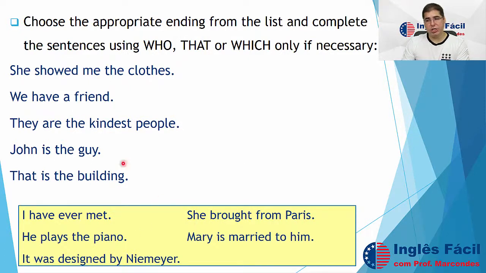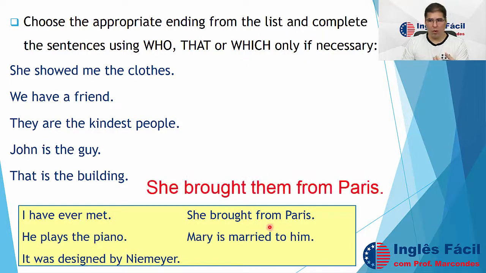Okay, yes. She showed me the clothes she brought from Paris. Yes, it's possible, right? Here, I did not use the clothes, right? She brought them. She brought the clothes from Paris. She brought them from Paris. Of course, in this case, this is the correct ending for this sentence, okay? Now, in this case, the clothes, them, is it the subject or the object in this sentence?